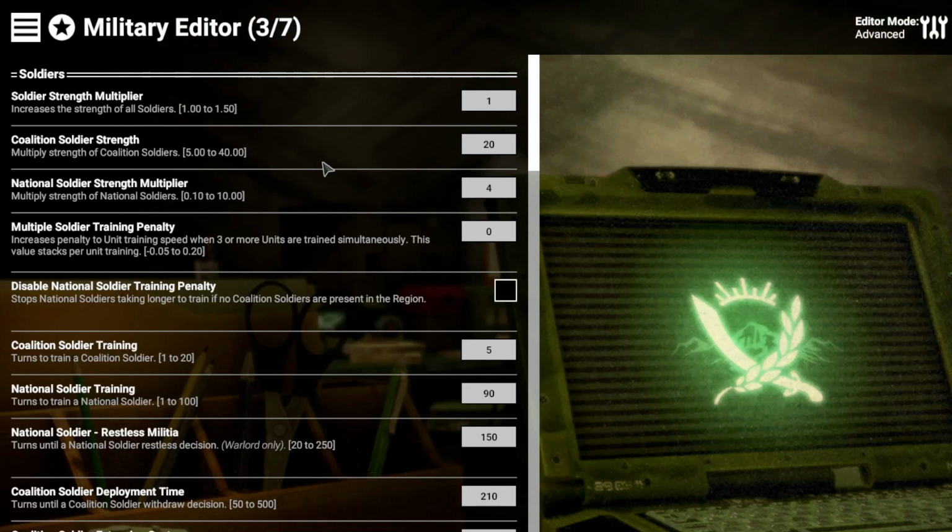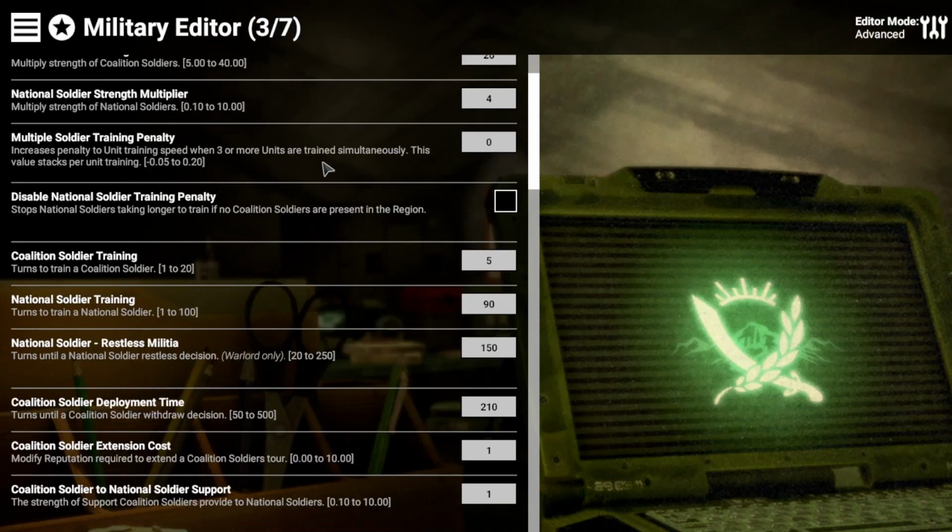Coalition/national soldier training, self-explanatory. 1 month is 6 turns, 1 year is 72. National soldier, restless militia, self-explanatory. Coalition soldier deployment time, self-explanatory. Coalition soldier extension cost, multiplied to coalition's extension time cost.